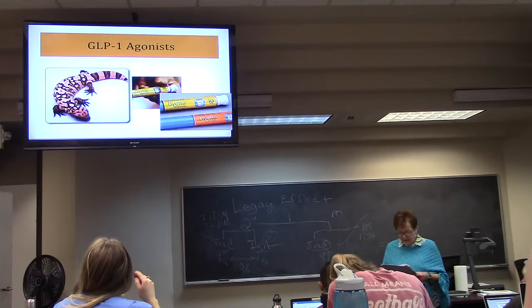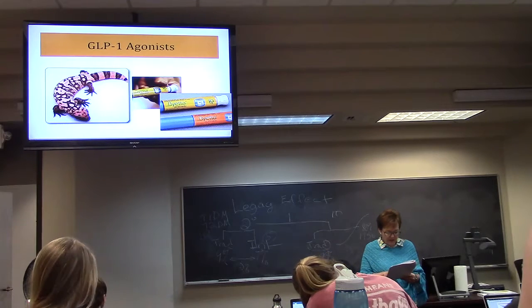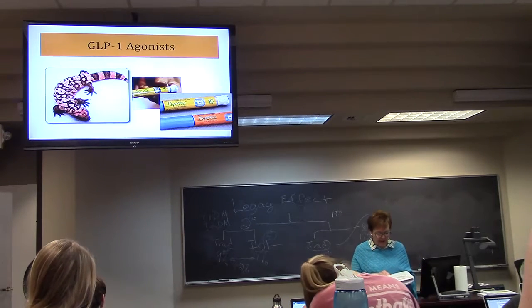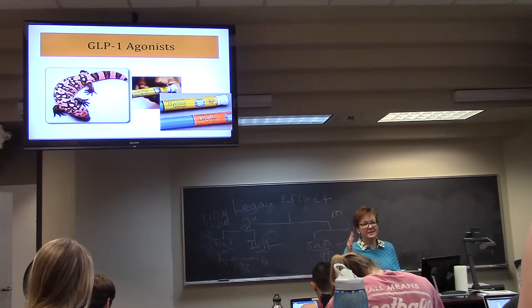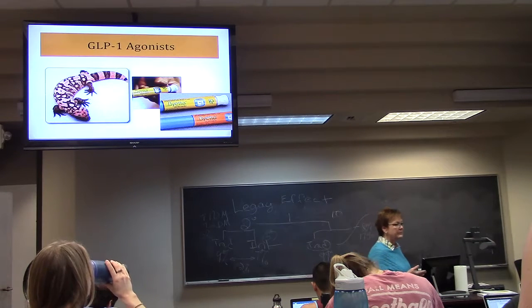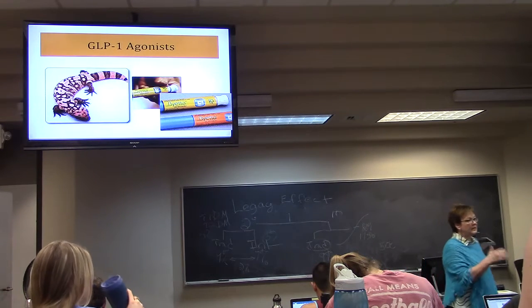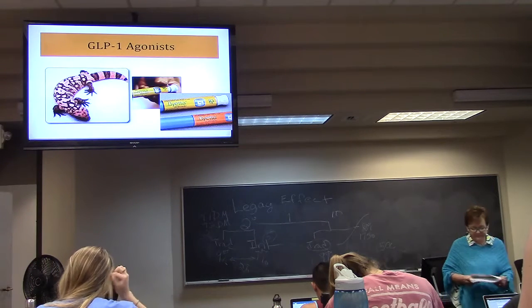If you look at the little picture I put at the bottom, you can see the DPP-4 neutralizing the GLP that is produced. And so what this drug does is it just takes out those enzymes. So it increases the longevity of your naturally occurring GLP-1s.